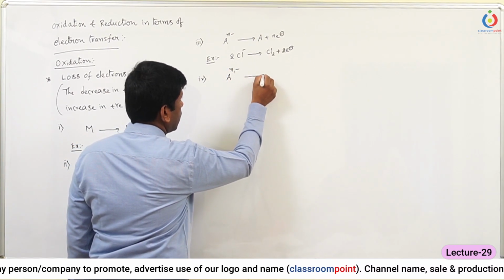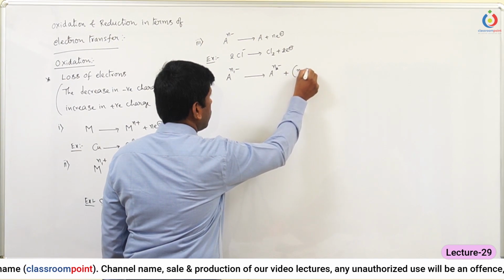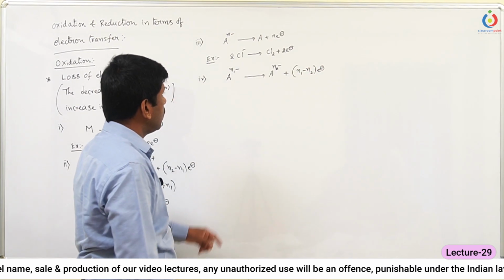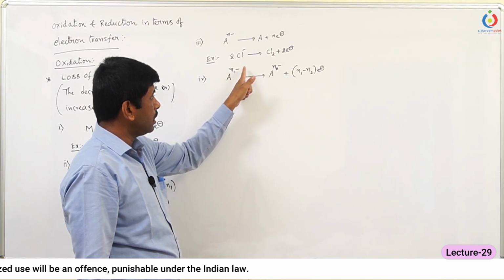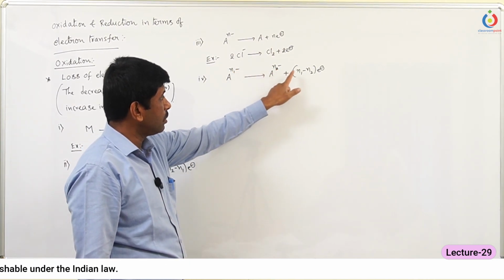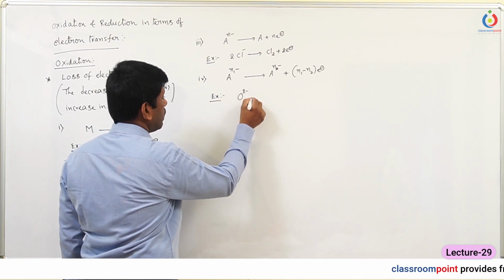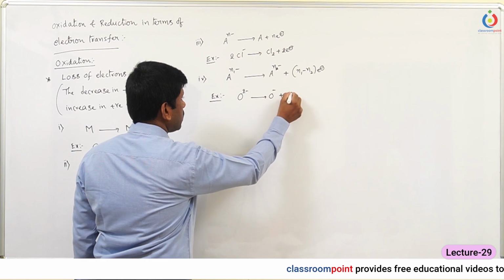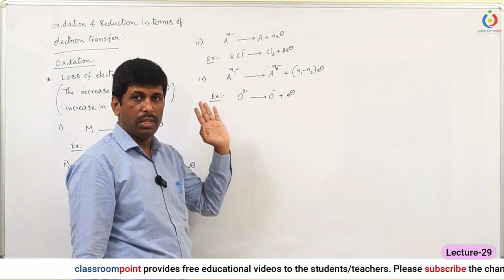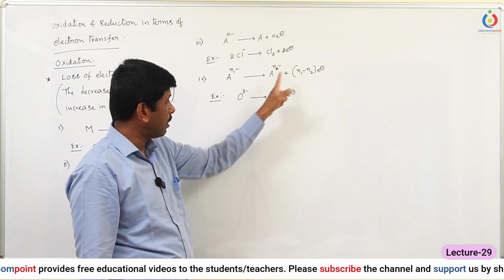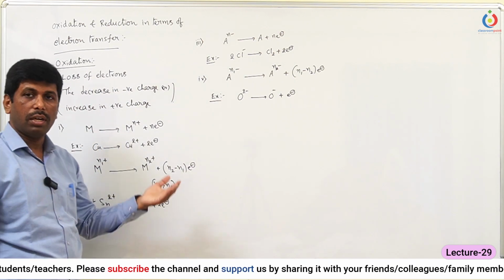A^n1- gives A^n2- plus (n1 minus n2) electrons. Here I mean number wise, not value wise. Number wise n1 is the higher value and n2 is the lower value, meaning more negative charge to lower negative charge. So n1 minus n2 means the loss of electrons is observed. Example: oxygen 2 minus loses an electron and is converted into the O minus ion. If you consider the value, minus 1 is always higher than minus 2, that's why it is called oxidation. But if you calculate the number of electrons, only 1 electron is lost. So these are all examples of oxidation where loss of electrons is involved.